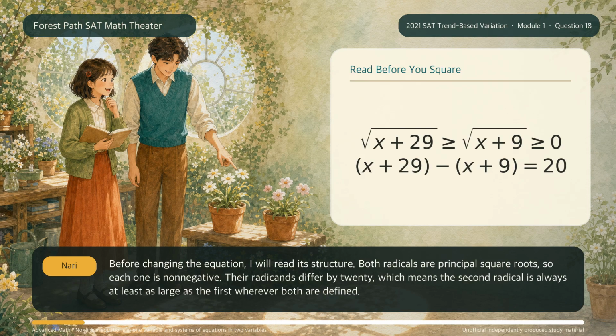Before changing the equation, I will read its structure. Both radicals are principal square roots, so each one is non-negative. Their radicands differ by 20, which means the second radical is always at least as large as the first wherever both are defined.